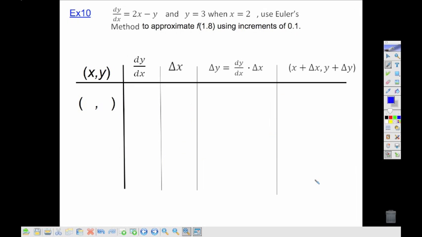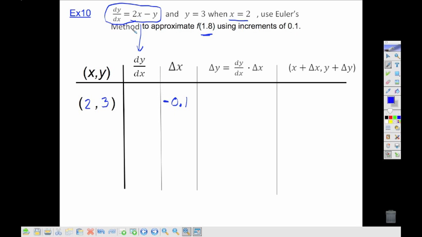In the next example, we're actually working backwards. Notice that they started us at x equals 2, y equals 3, so our initial point is 2, 3. We're now following a different equation for our dy/dx, 2x minus y. We want increments of 0.1 for delta x. But notice we need to work backwards here. We're going from 2 back to 1.8, which means our changes in x are actually negative.